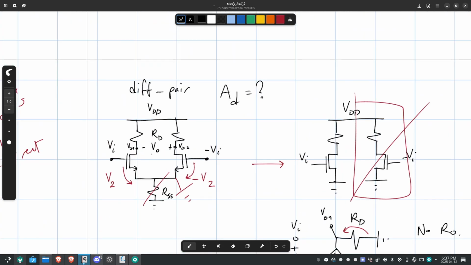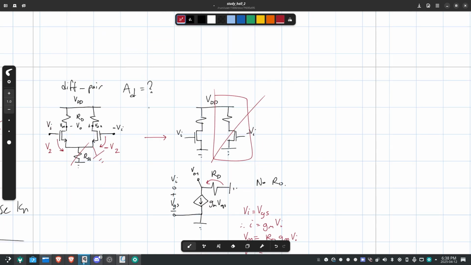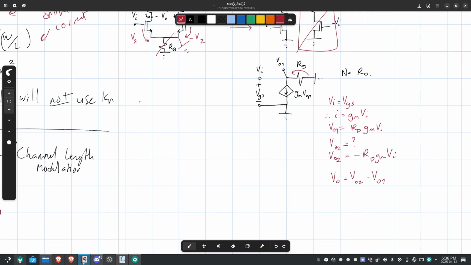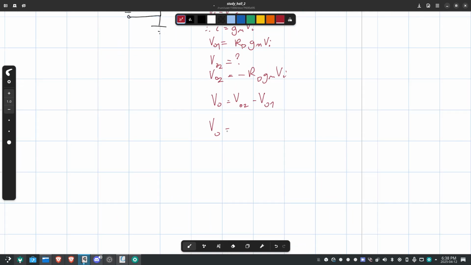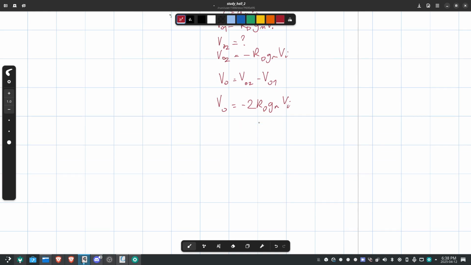Now, what is VO final? Like, what is the total VO? VO is going to be VO2 minus VO1, right? It's a positive minus a negative side. VO is negative 2 RD GM VI. Is anyone sort of confused on how that came about? And also our amplitude of the differential pair is going to be negative 2 RD GM.